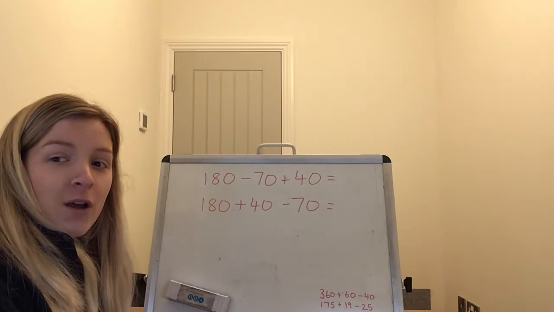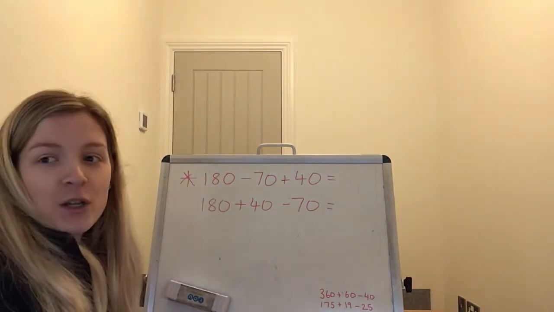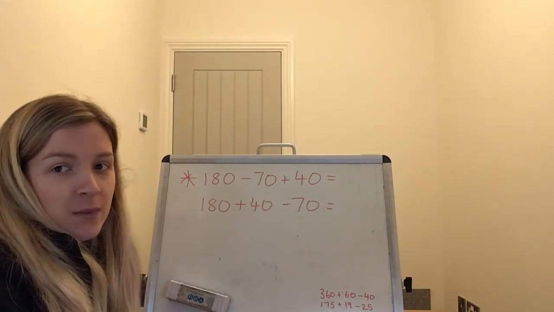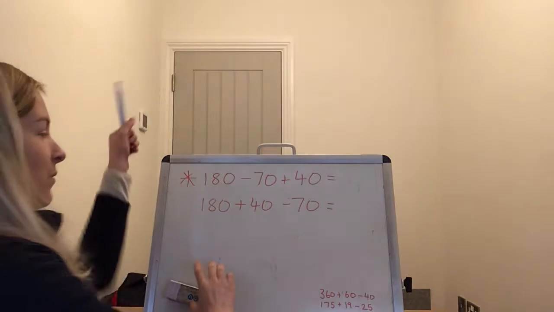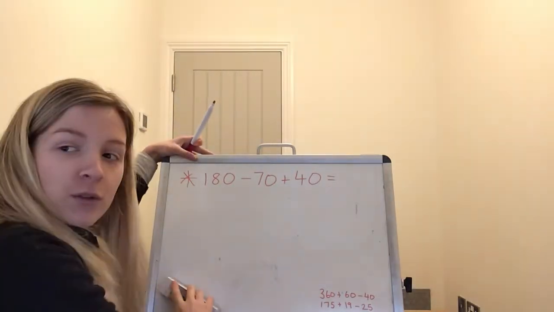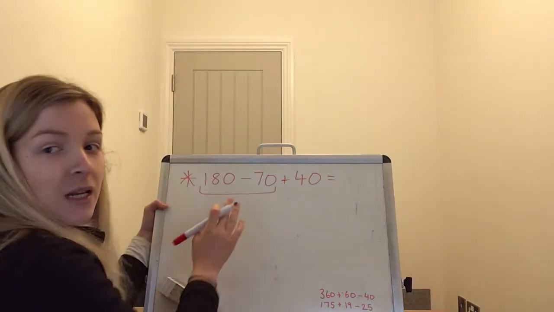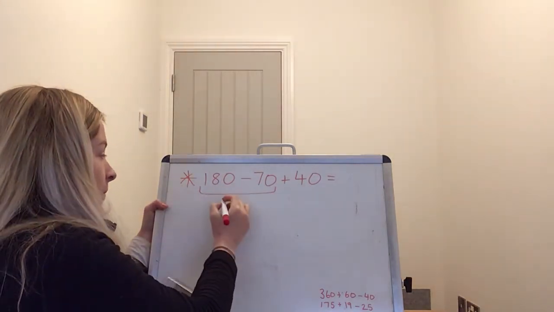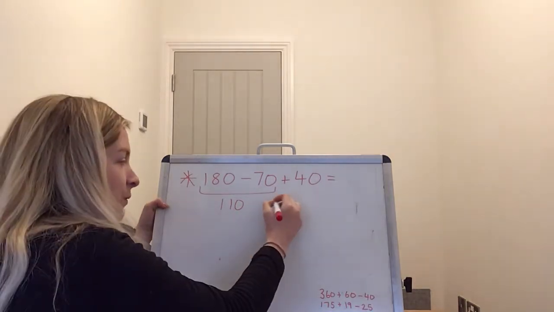You know what? I think this way would have been easier. There was no need there to swap the steps. Did you spot that too? Okay, so let's get rid of this one and go through the answers. So, 180 take away 70 leaves us with 110. Add the 40.